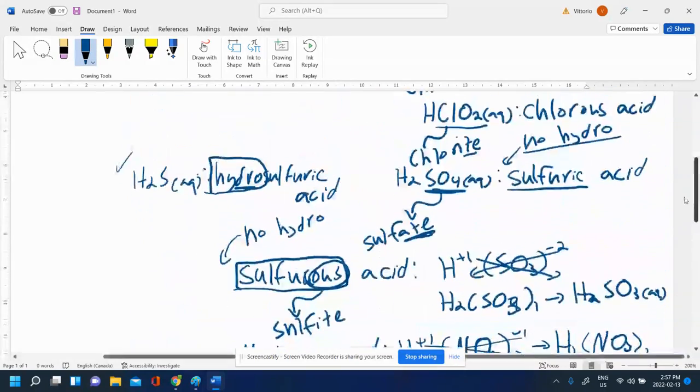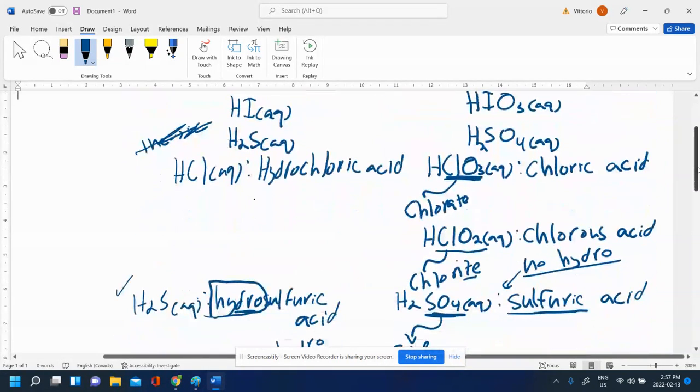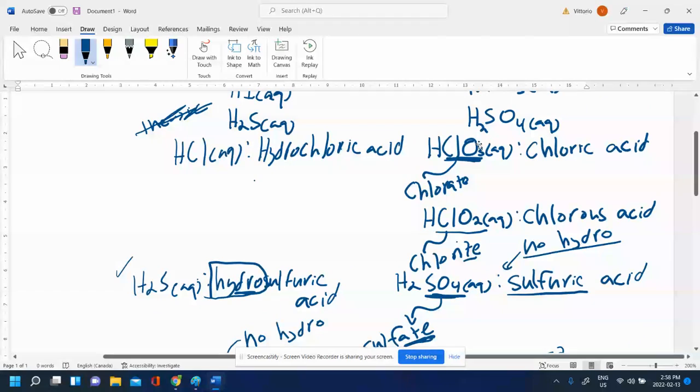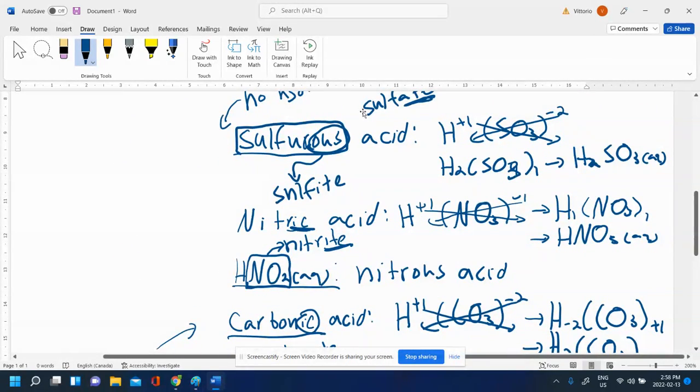So in this video, we saw again how to distinguish between binary and oxyacids with formulas, but also by their names. We saw how to write the names of an oxyacid from its formula, and then how to go from the name to the formula, and how to identify that you have an oxyacid from the name by realizing that there's no hydro there. We also saw that when you're naming or writing formulas for oxyacids, the main challenge is figuring out if you're going to end it in IC or OUS, and that depends on what the polyatomic ion was named. If it's ATE, go to IC. If it's ITE, go to OUS.